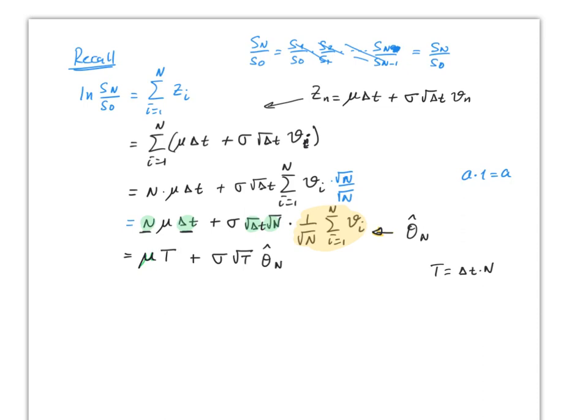Therefore, as n, capital N, approaches infinity, that means the ln of Sn over S0 is approximately normally distributed with mean mu t and variance sigma squared t, since this is approaching a standard normal distribution as n goes to infinity.